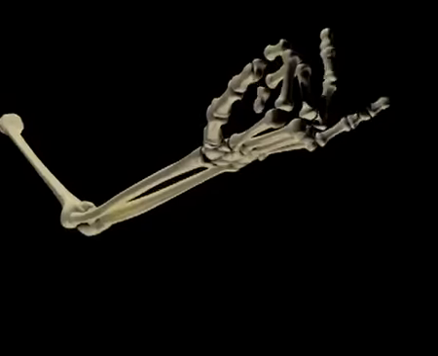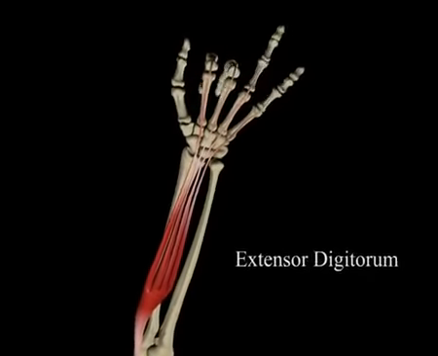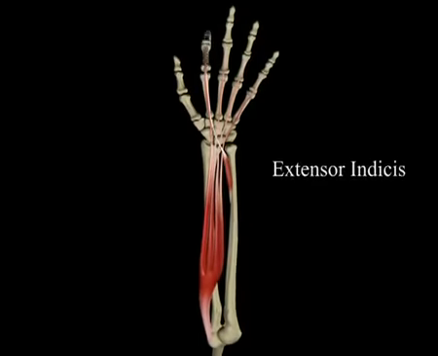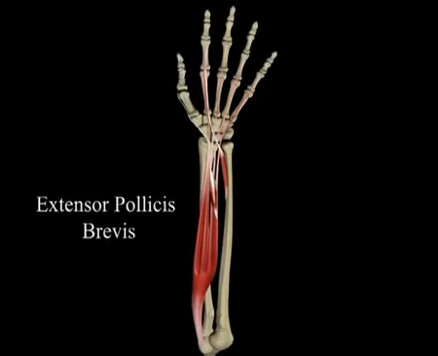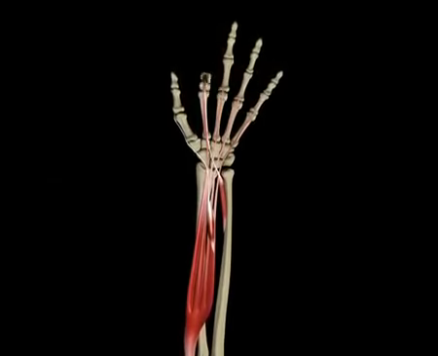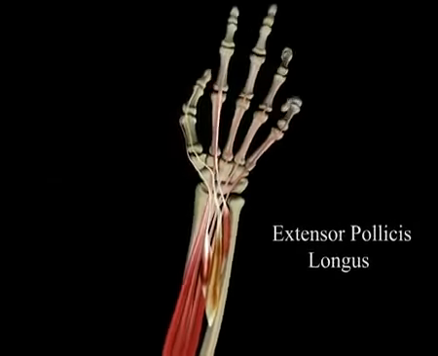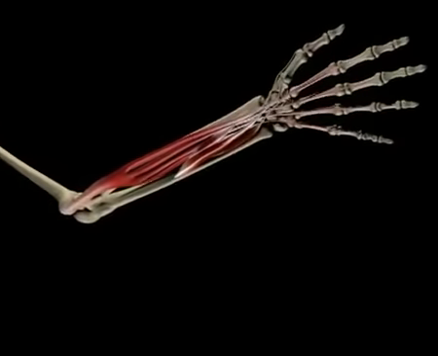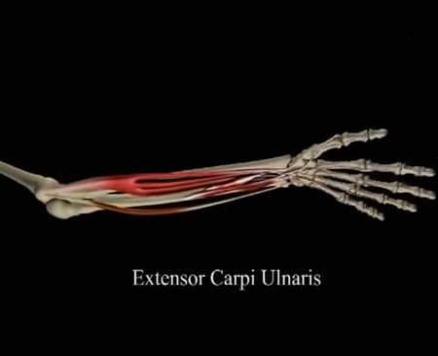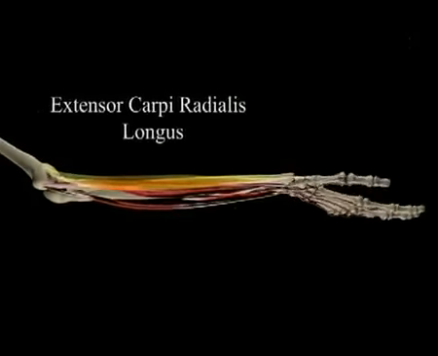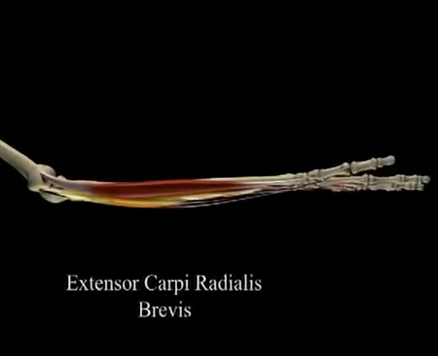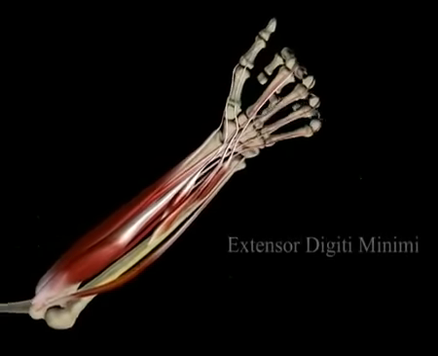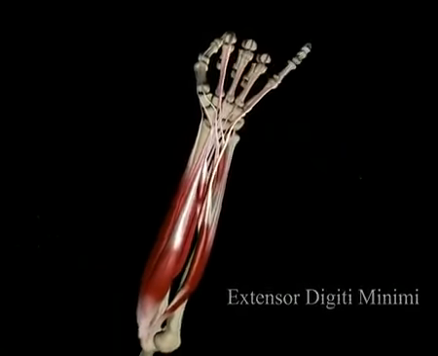Muscles on the posterior side of the forearm include the extensor digitorum, which extends the medial 4 digits and extends the hand at the wrist joint. Extensor indicis extends the second digit and helps to extend the hand. The extensor pollicis brevis extends the proximal phalanx of the thumb at the carpometacarpal joint. Extensor pollicis longus extends the distal phalanx of the thumb at the metacarpophalangeal and interphalangeal joints. Extensor carpi ulnaris extends and adducts the hand at the wrist joint. Extensor carpi radialis longus helps to extend and abduct the hand at the wrist joint, as does the extensor carpi radialis brevis. The extensor digiti minimi extends the 5th digit at the metacarpophalangeal and interphalangeal joints.